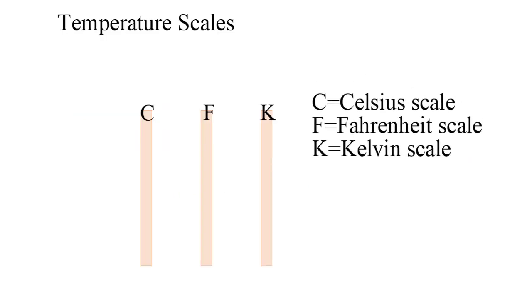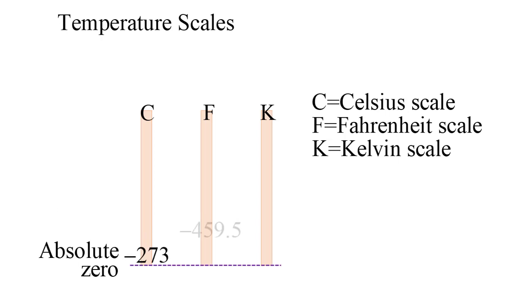C is Celsius, F is Fahrenheit, and K is the Kelvin scale. At absolute zero, C is negative 273, Fahrenheit is negative 459.5, and the Kelvin is zero. That's why it is called the absolute zero in terms of Kelvin. That was also the reason why Kelvin was historically chosen to be the SI unit of temperature, because it has a true zero. The others do not have a true zero.